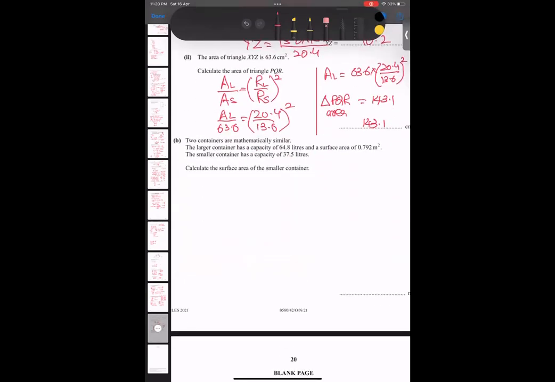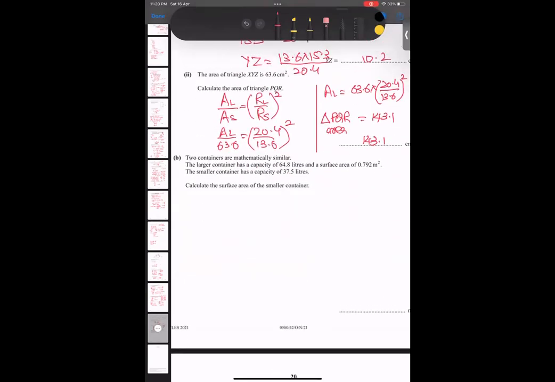Okay, let's talk about the last question. He's saying this is again similarity, but this time it is volume. Make sure that for the area we always put a square, and for the length there is no squaring, no cubing. But for the volume I will put a cube. For example, the larger container has a volume this much, capacity is also called volume, and surface area this one. Again, this is a very important connection between area and volume. And the smaller one is given, and we need the surface area of the smaller.